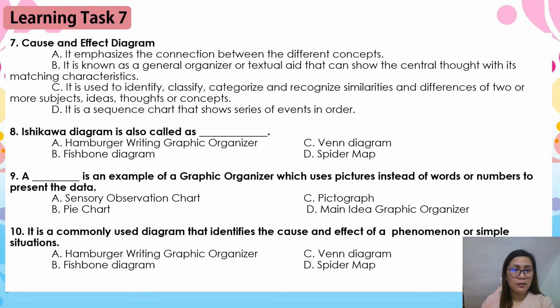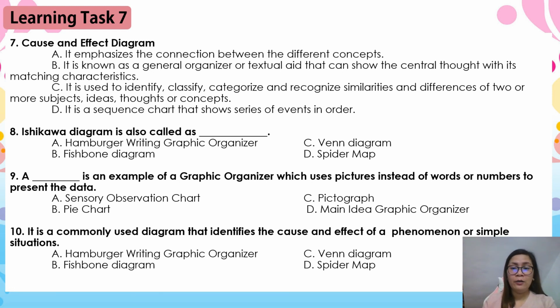For number 8, Ishikawa diagram is called as blank. A. Hamburger writing graphic organizer. B. Fishbone diagram. C. Venn diagram. D. Spider map. Number 9. A blank is an example of a graphic organizer which uses pictures instead of words or numbers to present the idea or data. Is it A. Sensory observation chart, B. Pie chart, C. Pictograph, or D. Main idea graphic organizer?